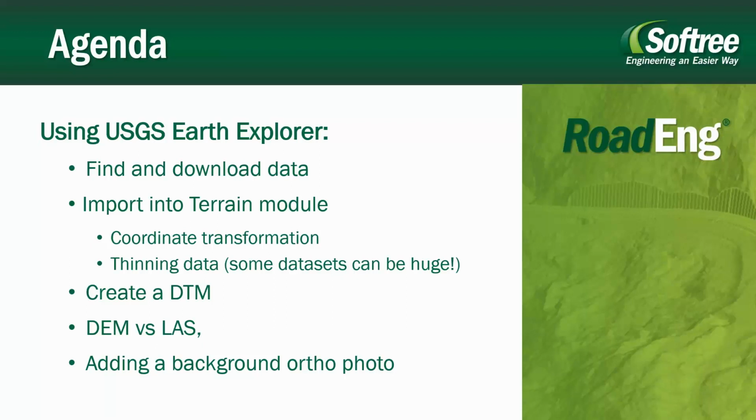And in today's agenda, we're going to start by finding and downloading data from the USGS website, opening up RoadEng and importing that data into our terrain module. And during this import, we'll talk about coordinate transformation, especially if your data is in a different unit of measurement, that is metric. And we'll also show a little bit of thinning the data down, as many data sets can be huge. Next, we'll create a digital terrain model. And finally, we'll add some additional context by placing some background orthophotos.